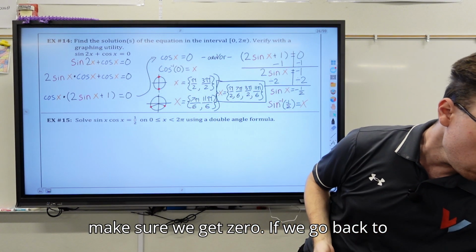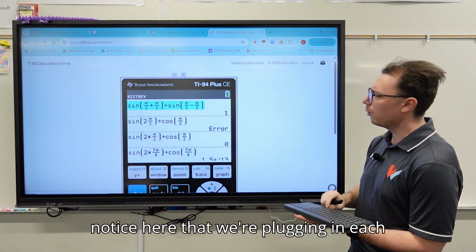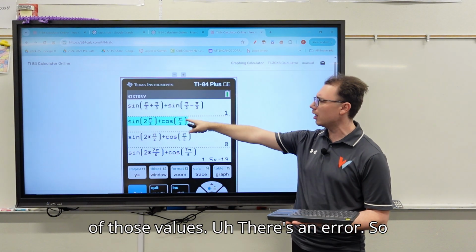If we go back to our graphing utility, we can notice here that we're plugging in each of those values. There's an error.